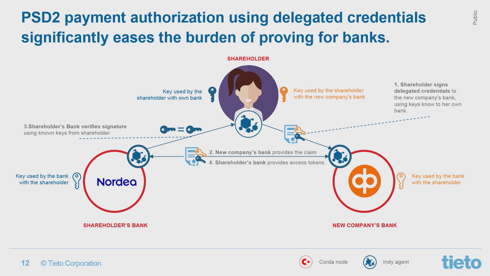And using that information, they're able to provide access tokens. And using that access token, the other bank is then able to debit that equity. And I think this is going to be something revolutionary. And you can see that you can do this decentralized without me writing any manual documents, without me necessarily even accessing my own bank.